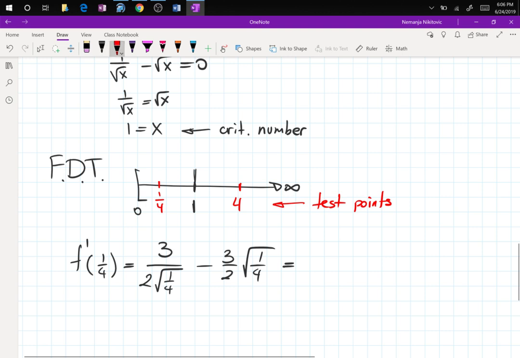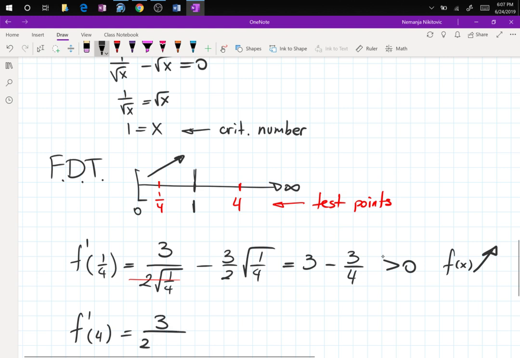So now, square root of 1/4 is 1/2, and that cancels the 2. So I have 3 minus 3/4, which is larger than 0. We don't care how much it is larger than 0. So we have an increase on this side. So f of x is increasing because the first derivative was larger than 0. Now the first derivative at 4 is 3 over 2 root 4 minus 3/2 root 4.